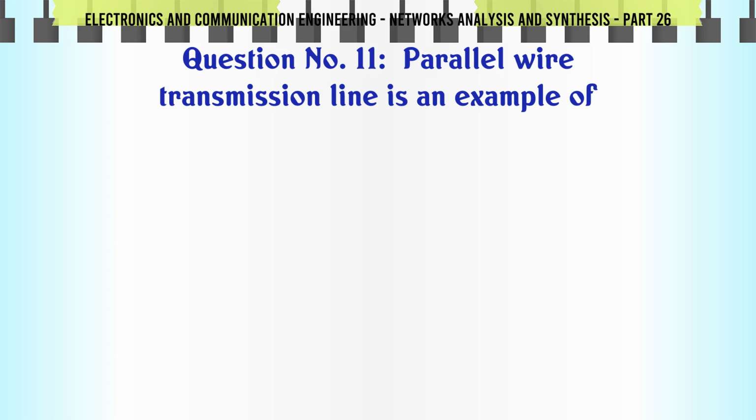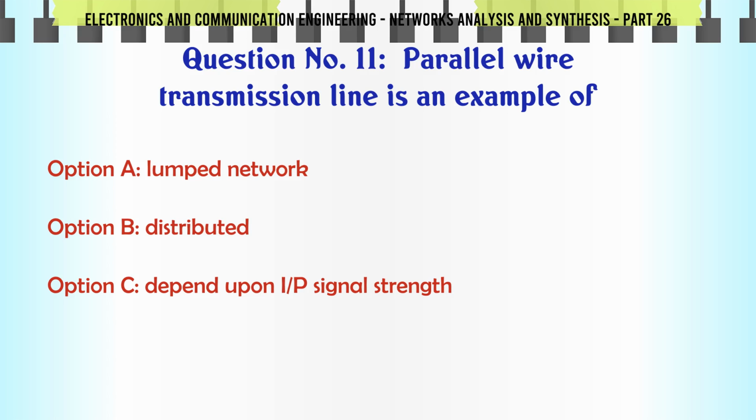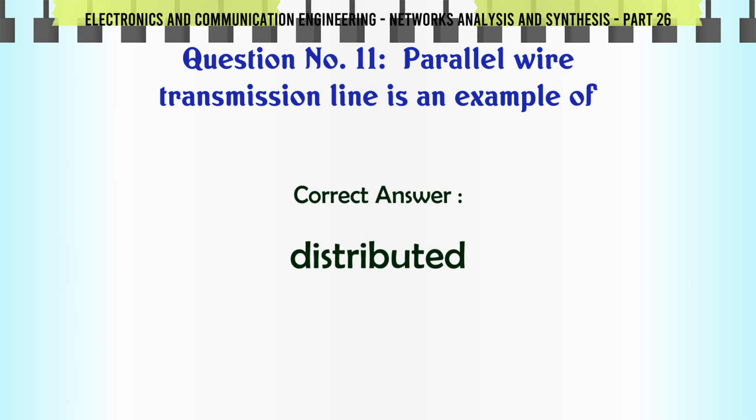A parallel wire transmission line is an example of A, lumped network; B, distributed; C, depends upon input signal strength; D, power input. The correct answer is distributed.